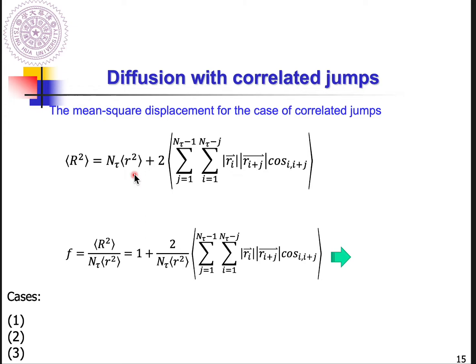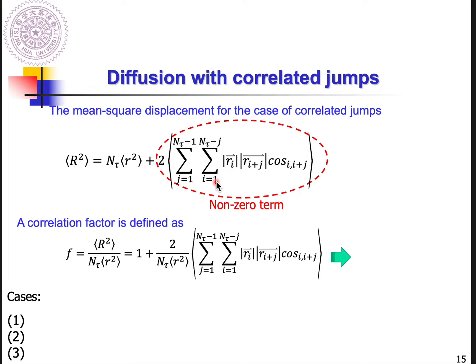However, if the diffusion is through correlated jumps, that means the sum of this cosine term will not be 0, so it is a non-zero term. So here we need to modify the diffusivity we derived, right? So how do we modify that?